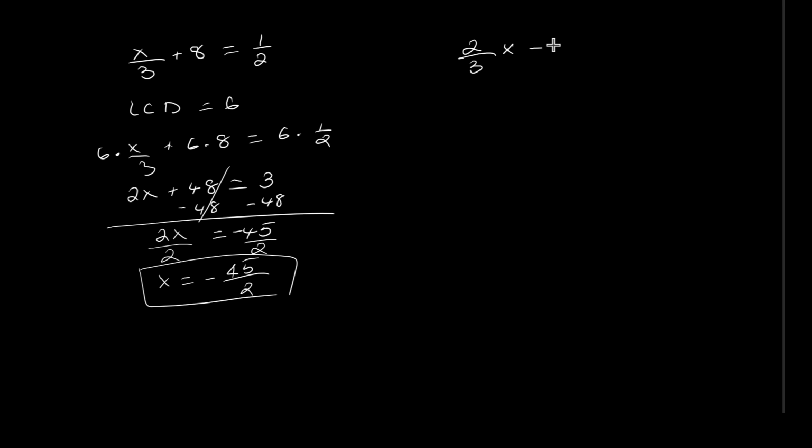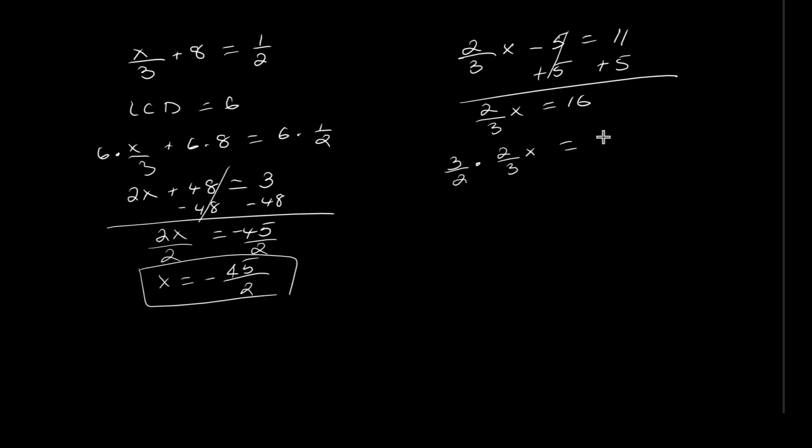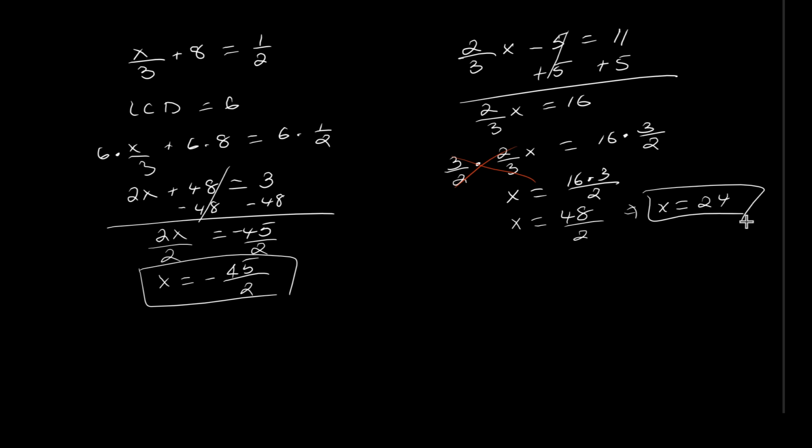Let's do one more. 2/3 x minus 5 equals 11. Add 5 to both sides. 2/3 x equals 16. Multiply both sides by the reciprocal of 2/3, which is 3/2. The 2's cancel. X equals 16 times 3/2. Divide first. 16 divided by 2 is 8. 8 times 3 is 24. Therefore, x equals 24.